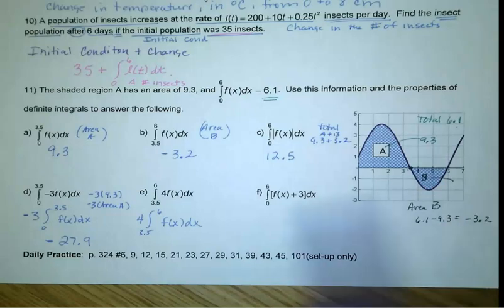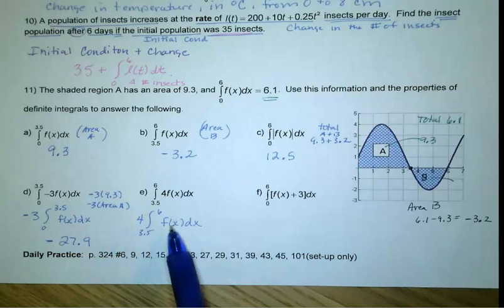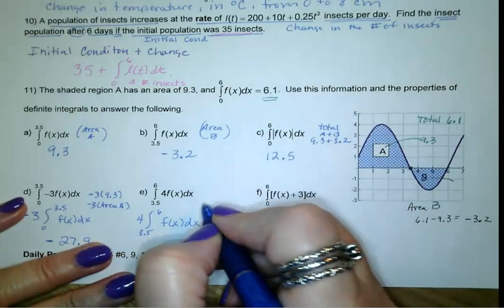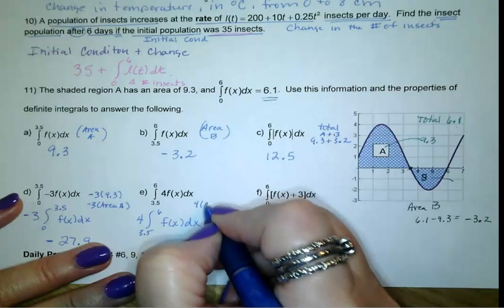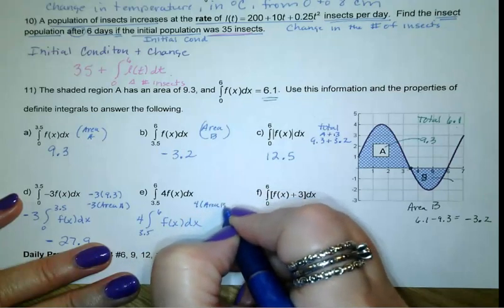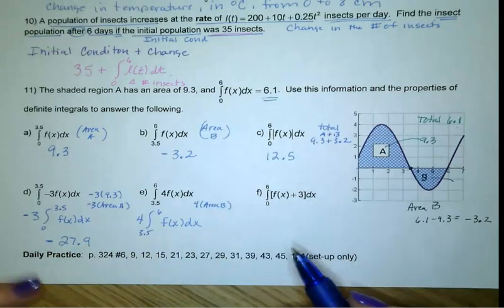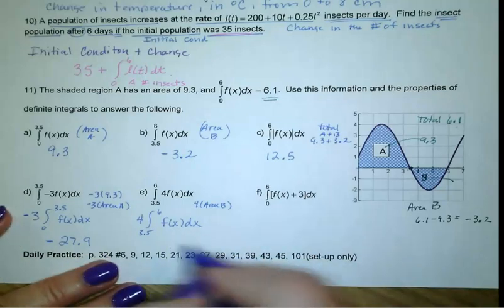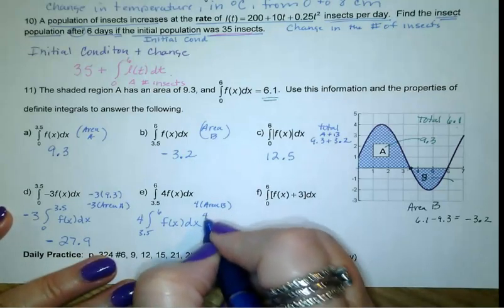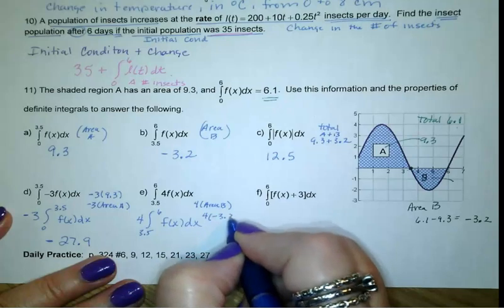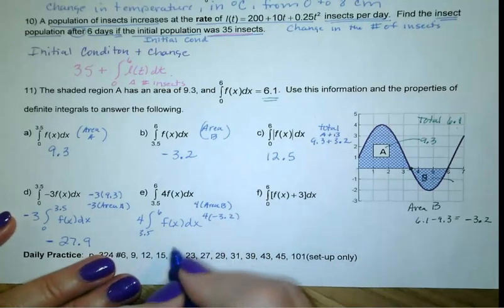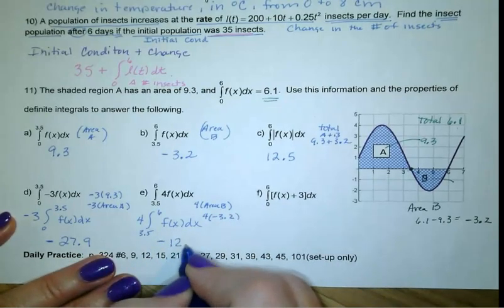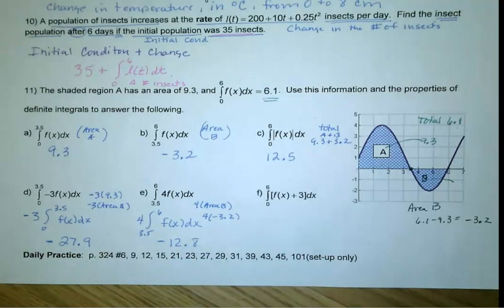And so I'm actually saying I'm going to multiply 4 times area B. So then I get 4 times negative 3.2. And so my total area then is going to be negative 12.8. All right, last one.